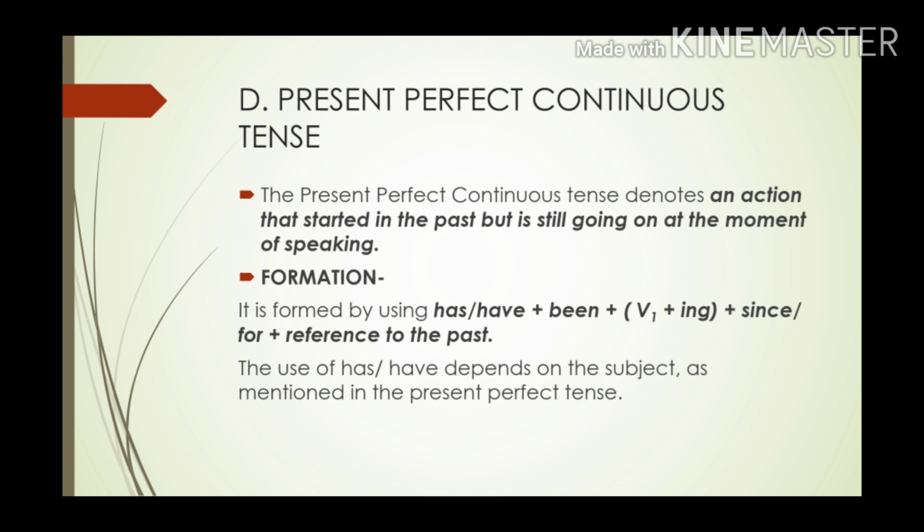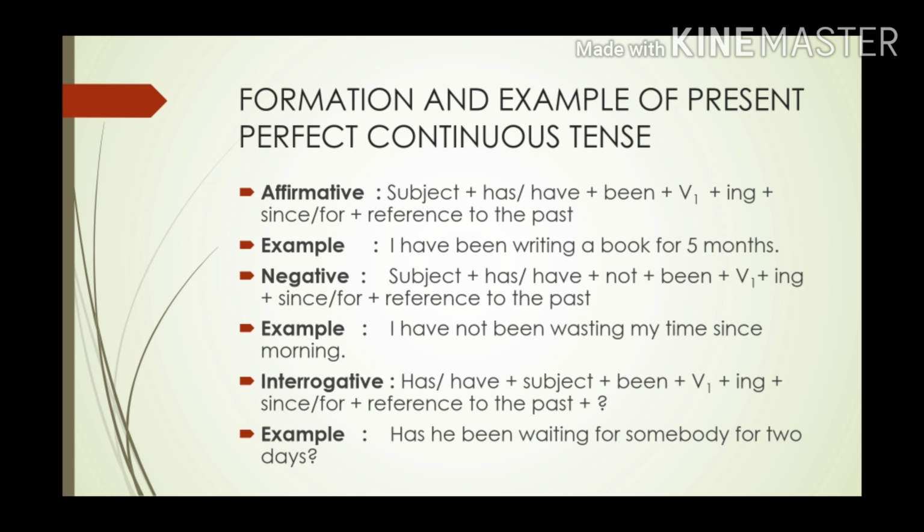First, I'll tell you what are since and for. Since is used for telling an action's starting point, like when it started. And for is used to tell the duration of an action. Now let's understand it with formula and examples. When the sentence is affirmative, the formula is subject, has/have, been, verb first form, ing, since/for, and reference to the past. Let's take an example.